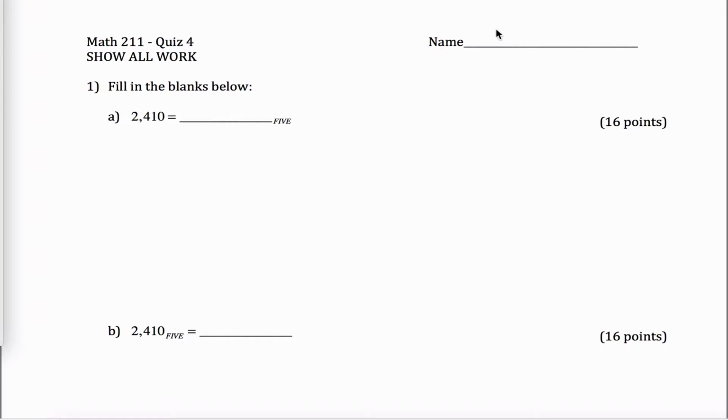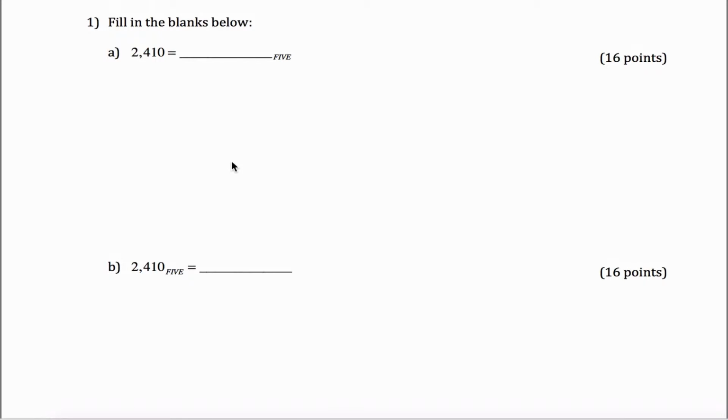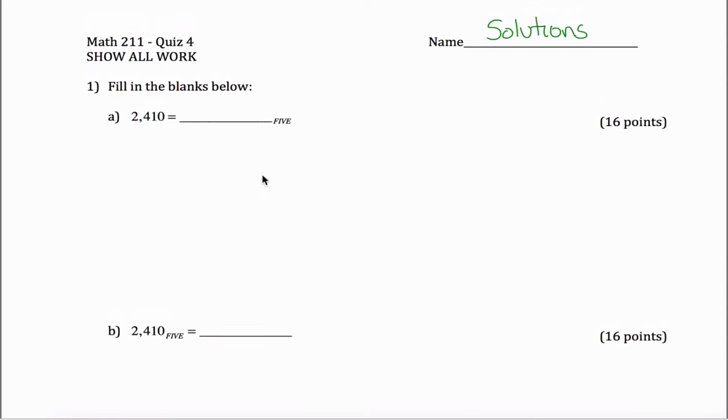All right, here are quiz 4 solutions for Math 211. A couple problems on this one, or a couple sections, I guess. First one deals with writing numbers in different bases. So we got three parts here, A, B, and C. Part A gives you the number 2,410 and asks you to write it in base 5.